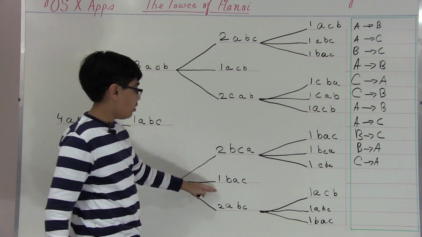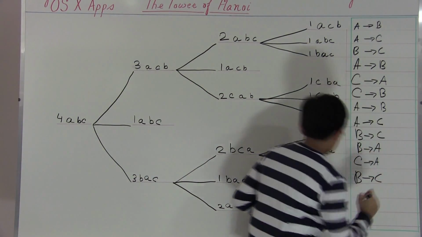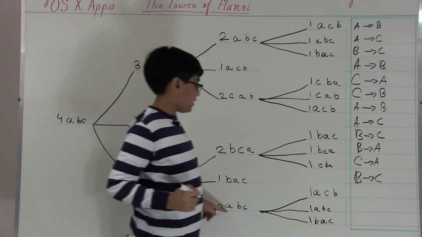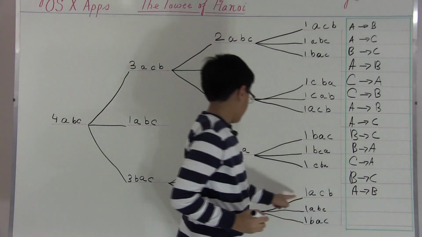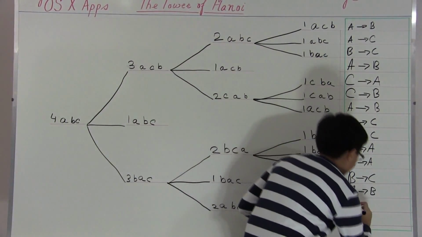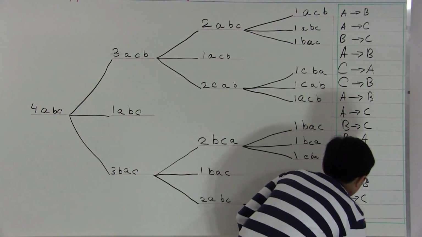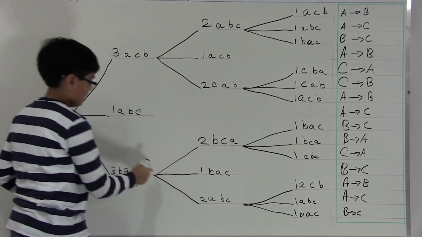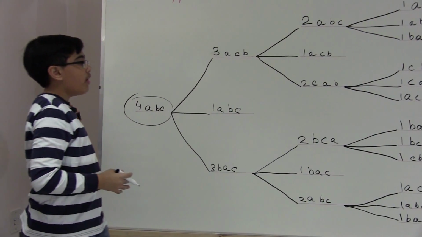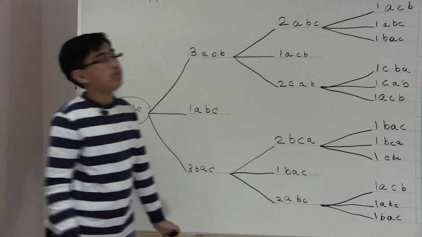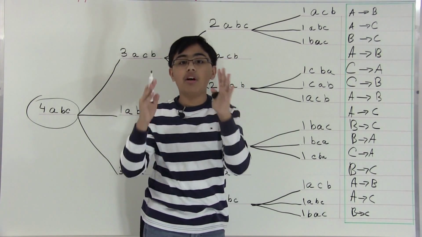Now we're going to the second node, which is B to C. So I can just write that down. B to C. Next, we're going to go to its third node, which has its own first node, which is A to B. Then it has its own second node, which is A to C. Then it has its own third node, which is B to C. Now we can go back, say back, back, back. And now once we've returned this to this initial node, we know that we've gone through all this tree, and that means we have a perfectly good set of instructions to solve 4 discs in the Tower of Hanoi in the minimum number of moves possible.